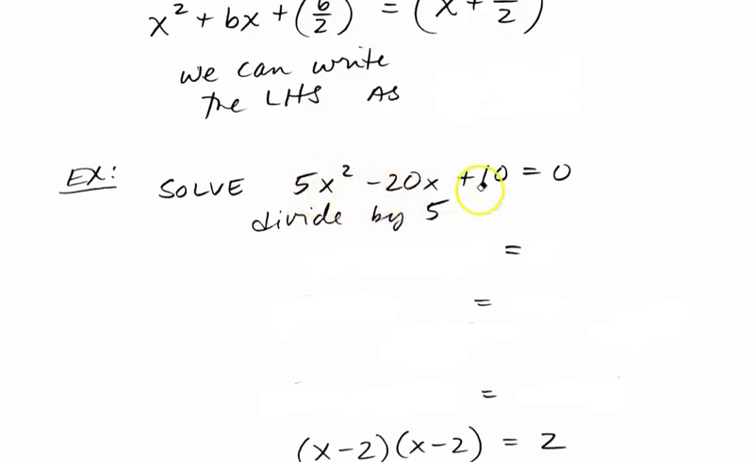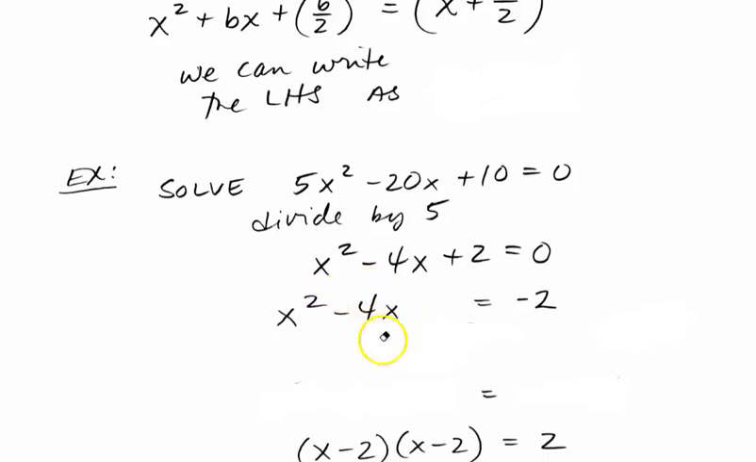Here's a second order polynomial. We'll divide by 5, right? It's a common factor. So we'd end up with x squared minus 4x plus 2, right? That equals 0. And so we're going to complete the square. So I'm going to take this 2 to the other side. I'm going to dump it over there on the other side. And there it is. And now I'm going to take this number right here and I'm going to complete the square with it.